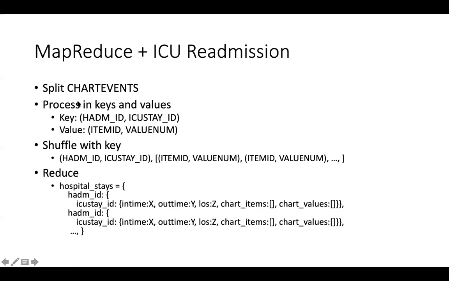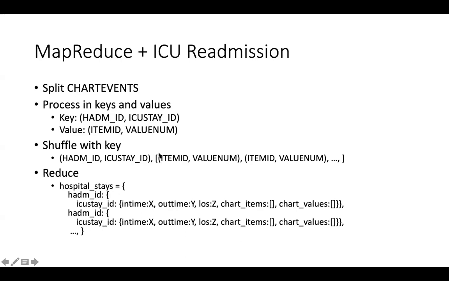So what you would do is you just simply extract this information in the map phase. You extract the keys, you extract the values, and then once you have them, you package them into keys and values so that you can use them in the shuffle stage. So in the shuffle stage, these tuples can be keys. So this tuple becomes a key, and then it is associated with a list of item ID, value num tuples. And then you have the reduce phase where you have a lot of individual units.